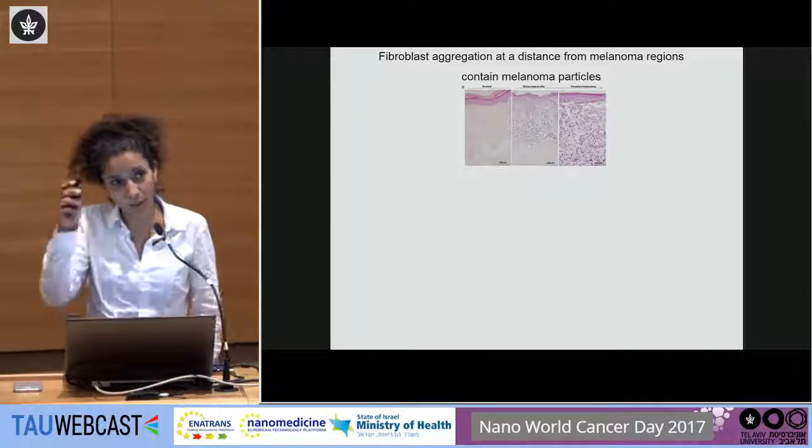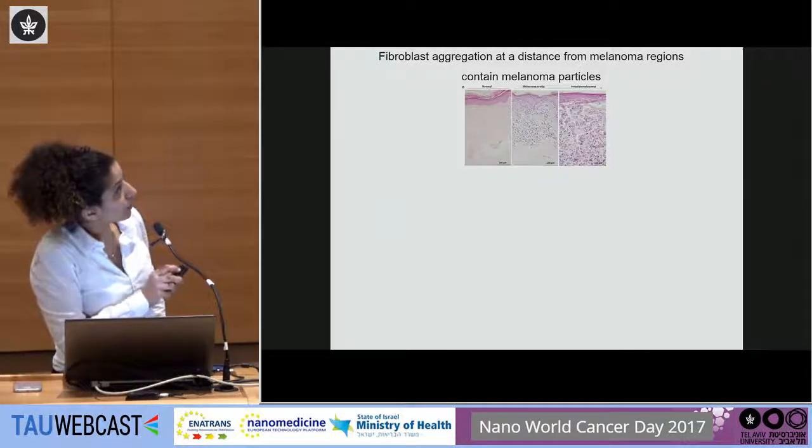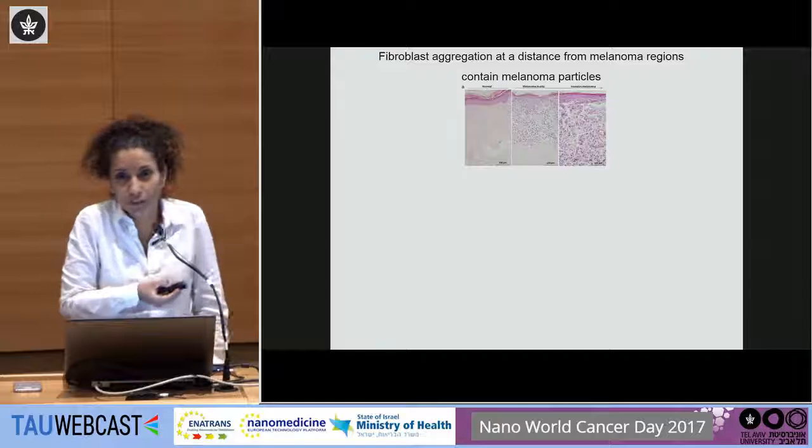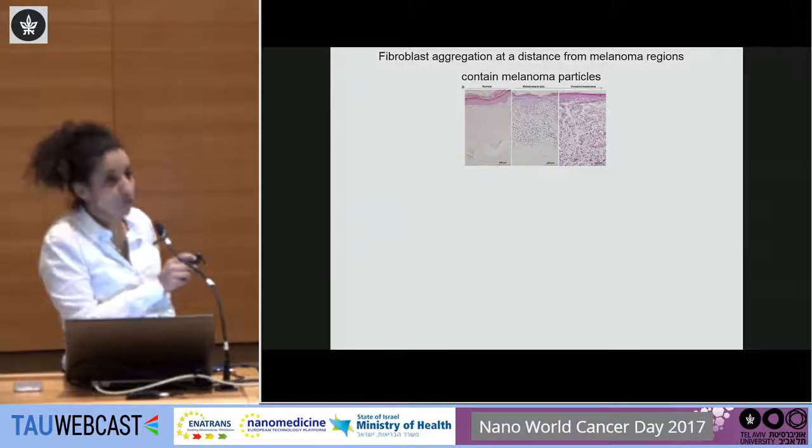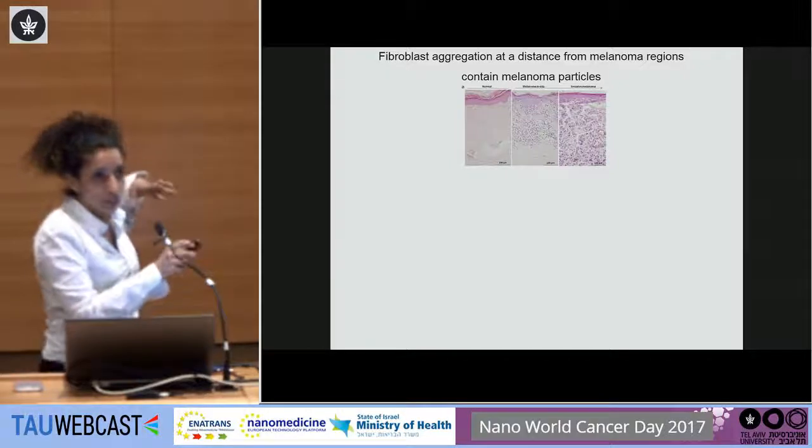Okay, so we were examining melanoma patients, and look with me, you will see exactly the same thing, I believe. So this is normal skin. This time we zoom out even more, deep into our dermis.